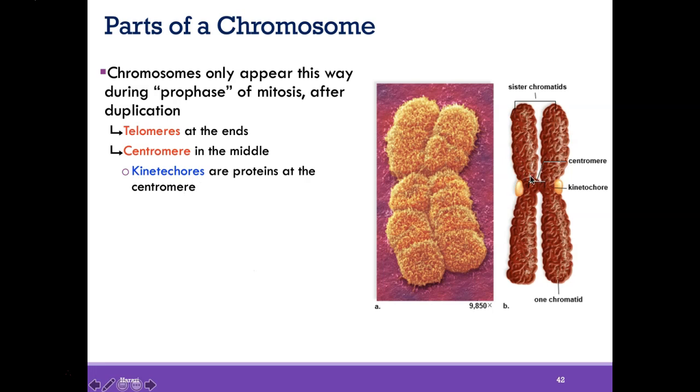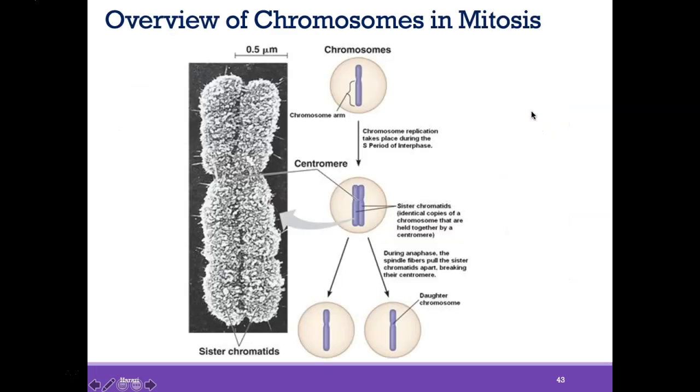Kinetochores are special proteins that are attached at the centromere. These will be very important when we want to pull these 2 sister chromatids apart. So, an overview of chromosomes in mitosis. I'm just showing you one over here, but we have 46 of these in a non-dividing cell. 46 chromosomes.